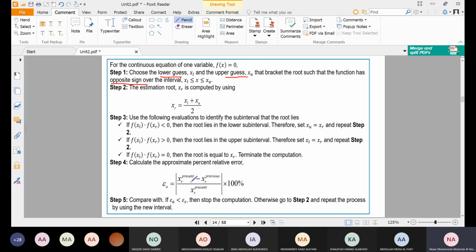Here we might also have the estimation to calculate the error: the present value minus the previous value over the present value, multiplied by 100%. After that, we compare this with the stopping criteria. If we want to stop, it is either by the number of iterations, or when we satisfy the error that we want.